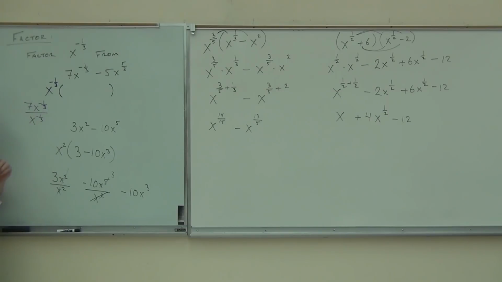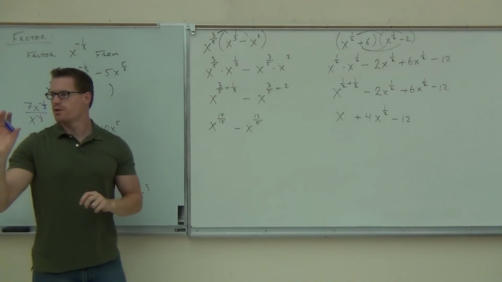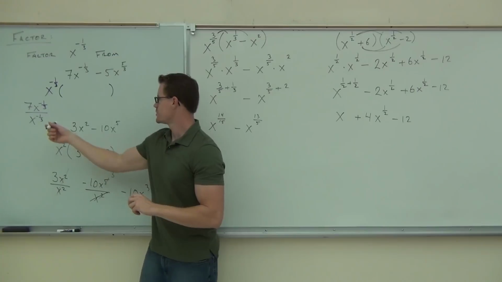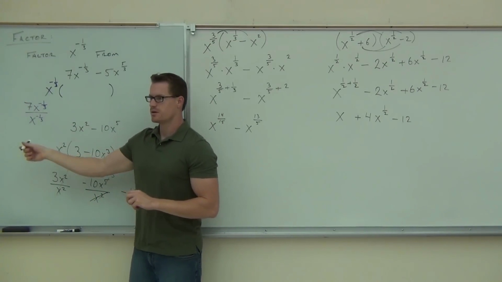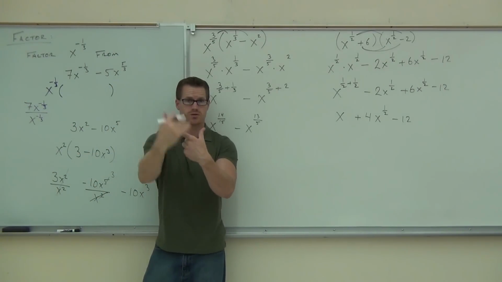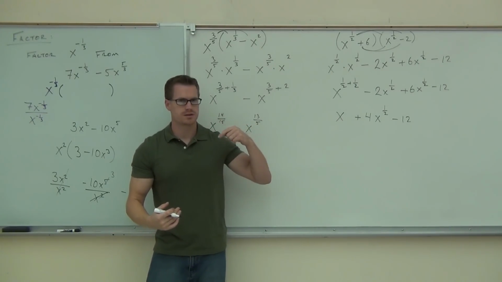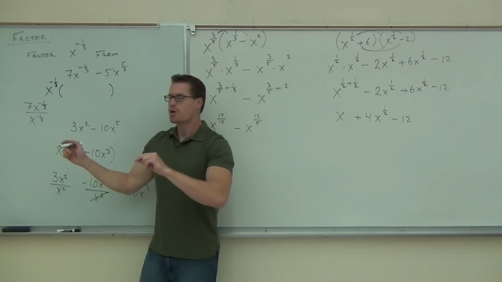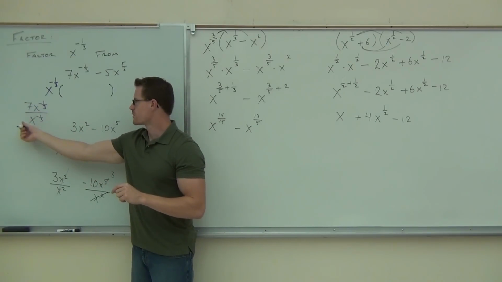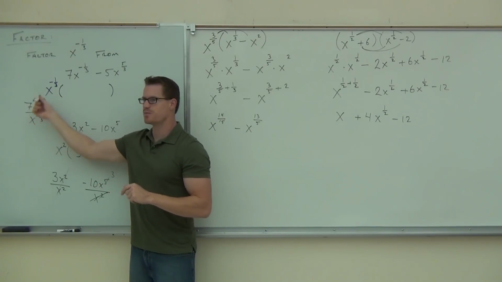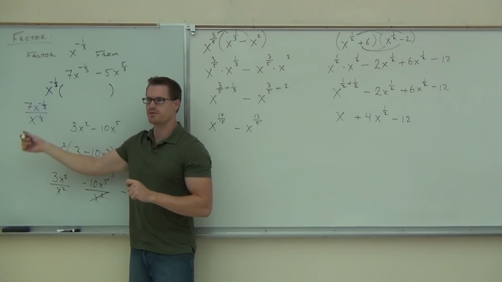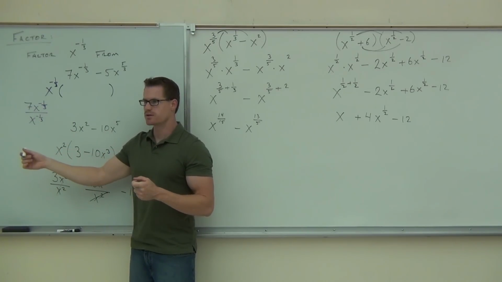Let's look at that. What happens when you have 7x to the 1/3 over x to the 1/3? How much are you going to get out of this? 7. Whatever. When you have something over itself, it crosses out, right? But I want you to think of the rule here. When you have a common base over a common base, what do you do with those exponents? You add, subtract, multiply, or divide? Subtract. You do subtract, don't you?